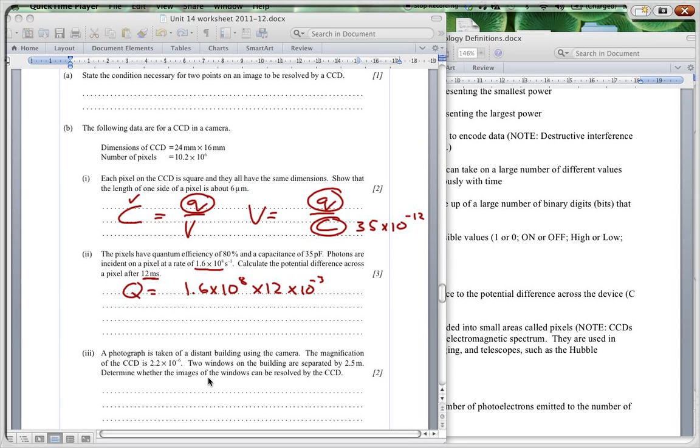The milli is obviously times 10 to the negative 3. That will be the number of photons. But it's 80% efficient. So only 0.8 of them are actually going to be electrons, and the charge on each electron is 1.6 times 10 to the negative 19. So when I do that, I get a value of 2.5 times 10 to the negative 13, and my V is going to equal that divided by my 35 times 10 to the negative 12, and when I do that I get about 7 millivolts.